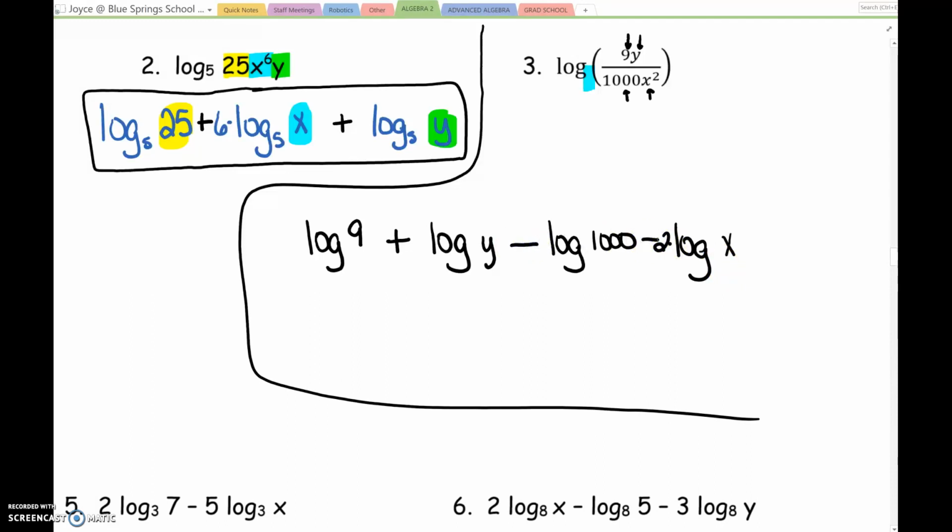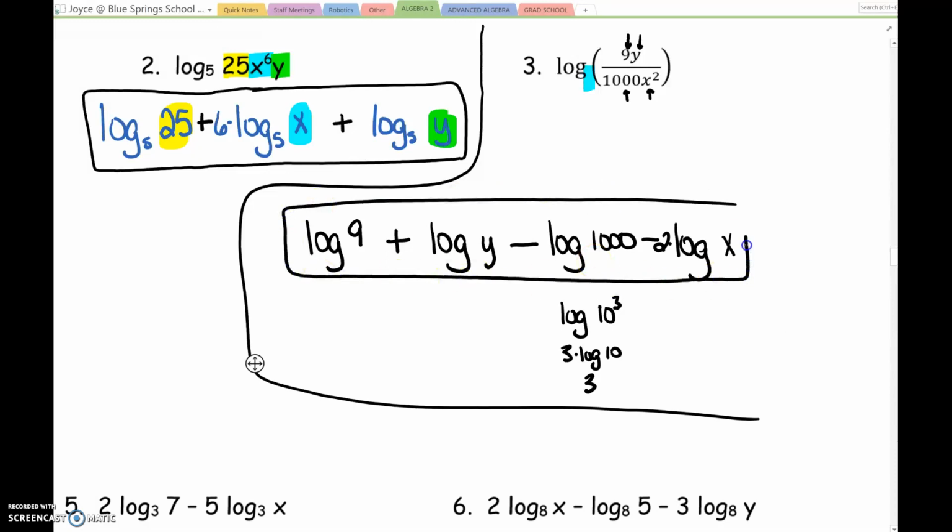If you want to be super picky, 1000 is actually 10 to the third, so that would be 3 times the log of 10, which is actually just 3. So right there it should be minus 3, but I'm not going to be that picky, at least not right now. So if you have what I have boxed as your answer, you are good to go.